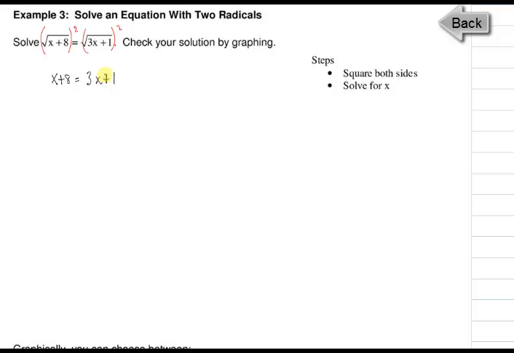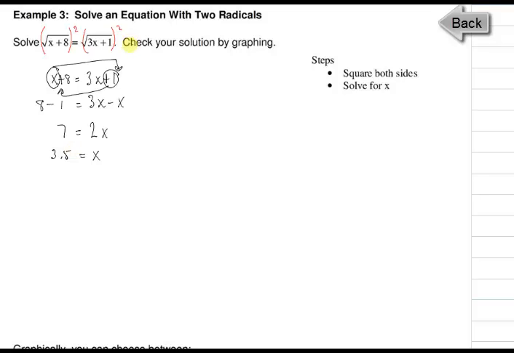So you can start right away isolating x. I'm going to bring this x to the right, and it's going to become negative x, so that I get 3x minus x. And I'm going to bring this positive 1 over to the left, and it becomes negative, so I have 8 minus 1 on the left. So when I combine both sides, I get 7 equals 2x. Divide both sides by 2, and you get that x is 3.5.